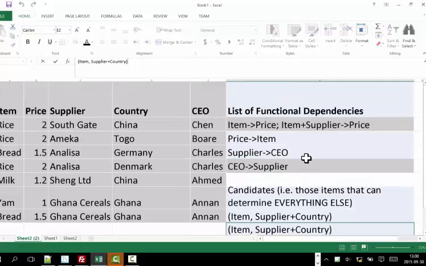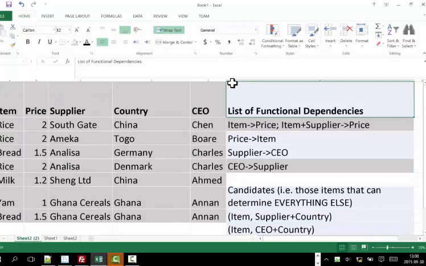I think you can come up with a few more. Okay, so I can do item, CEO, and country, right? Because from item, I can get to price. From CEO, I can get to supplier. And country is the last one. So you can come up with more and more keys. But eventually, you have to pick one. And that's where that term came from, the term that we all know these days and love, that everybody says just like that: primary key, primary key. And what's the primary key?